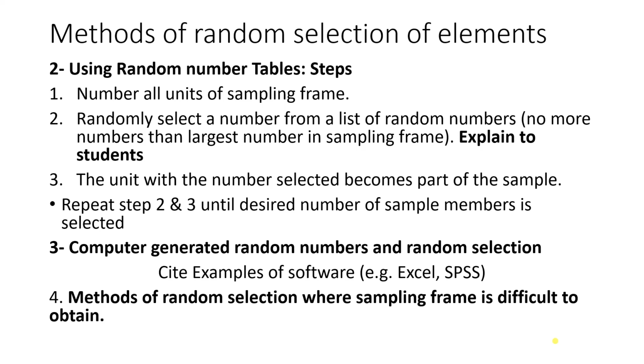Similarly, in each state, we can select randomly a few districts. So it is called multi-stage. Then in each district, we can select randomly some blocks, and then in each block we can randomly select the towns or villages. And now in villages or in the towns we have to select the actual participant. But we are not having the list, we are not having the name of each and every participant.